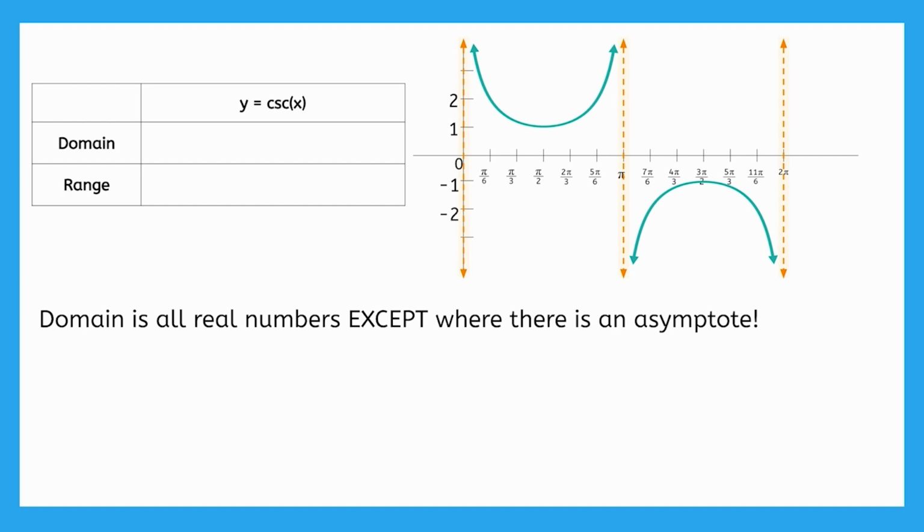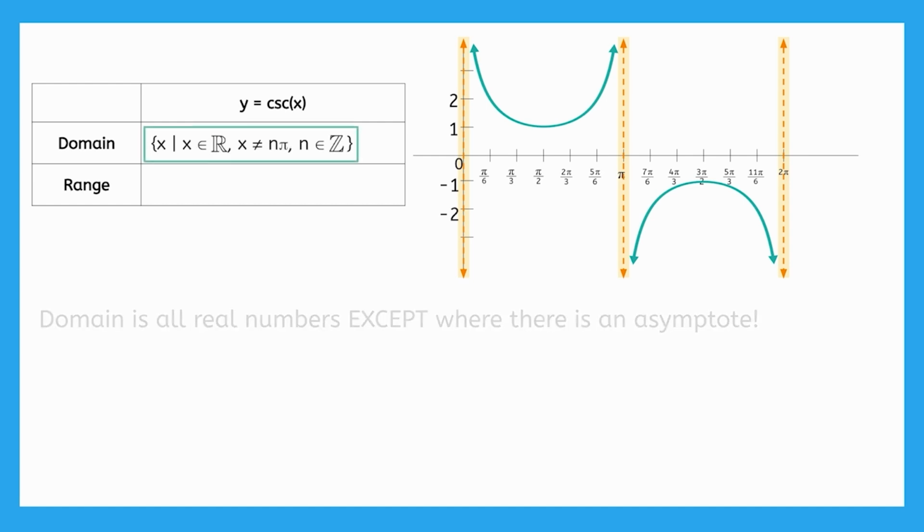The asymptotes occur at every integer multiple of pi, that is, 2 pi, 1 pi, 0 pi, -1 pi, and so on. To generalize this domain, we can write the domain of cosecant in set notation as all real numbers such that x does not equal n pi, where n is an element of the integers.